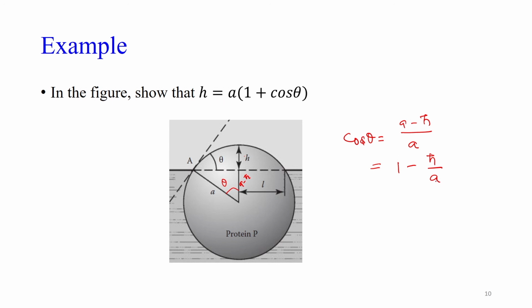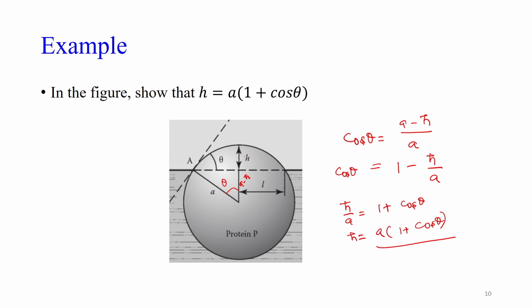So, if you just rearrange it, this will be h upon A is equal to 1 plus cos theta, then h is equal to A (1 plus cos theta). So, this is just one method that we are discussing. If you can fit an imaginary circle, then you should be able to estimate the value of the contact angle, depending on the radius of the fitted imaginary circle.